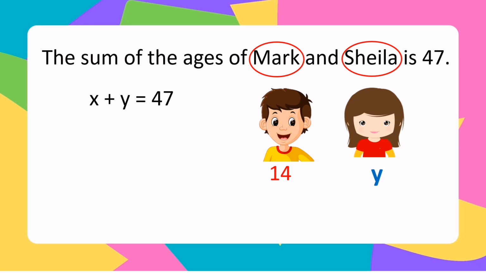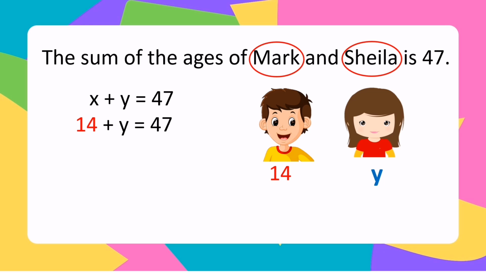This time, what if the age of Mark is given? Say for example, he is 14 years old. How are we going to solve for the age of Sheila? Just substitute the age of Mark in the given equation, so we have 14 plus y is equal to 47.